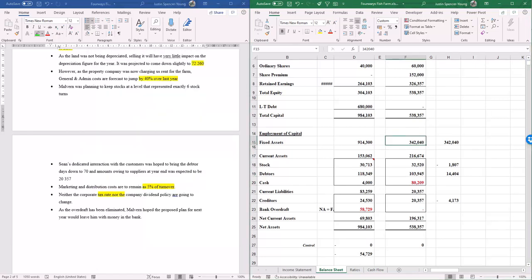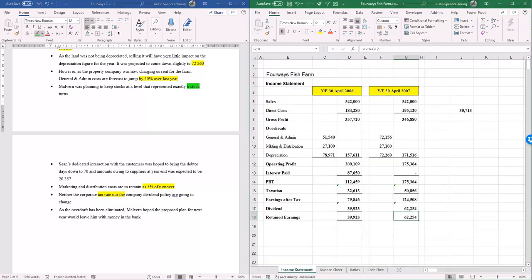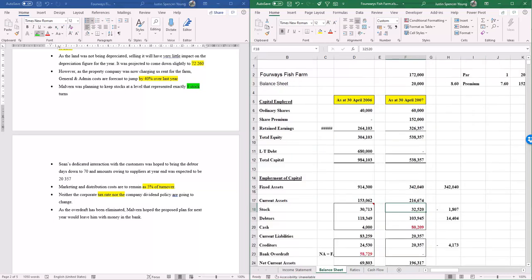All right, so next up is the stock number. I see here that it says something about a stock turn of exactly 6 turns. So same principle here again. We're going to go find the cost of sales over here, and we're going to divide it by 6, and that will give us the stock turn.